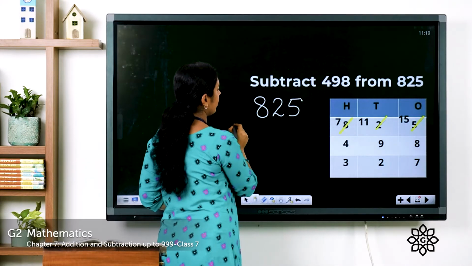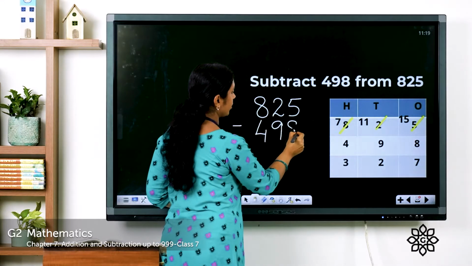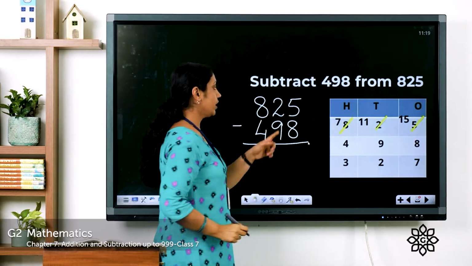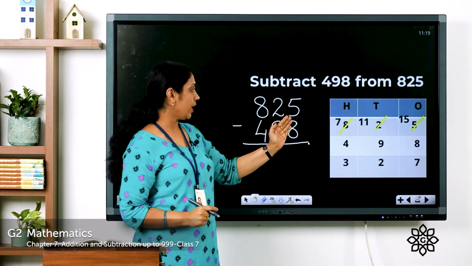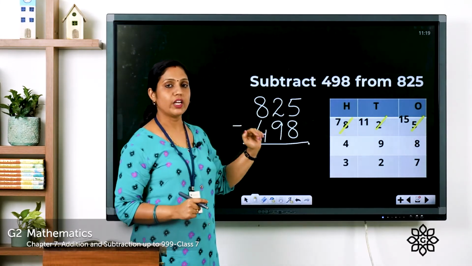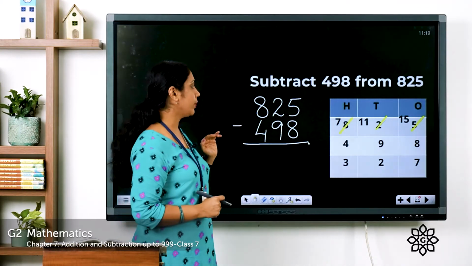825 minus 498. So here in the ones position we have 5 minus 8. 8 is bigger than 5, so we are not able to subtract. So we'll move on to the tens place and borrow from there.